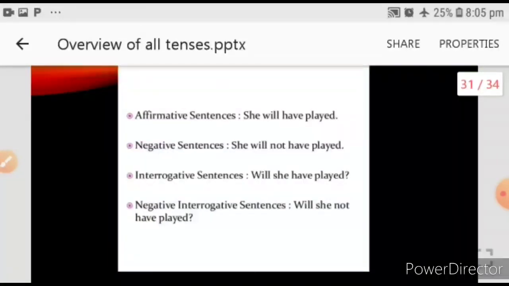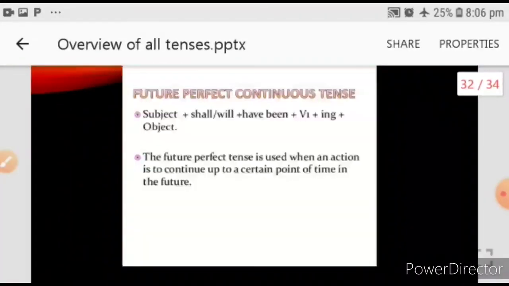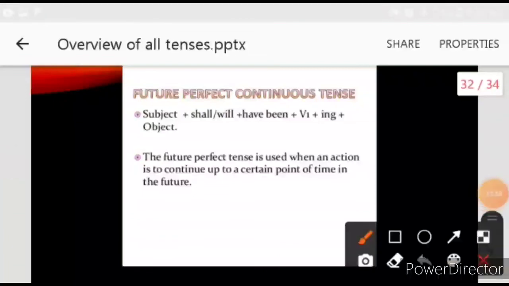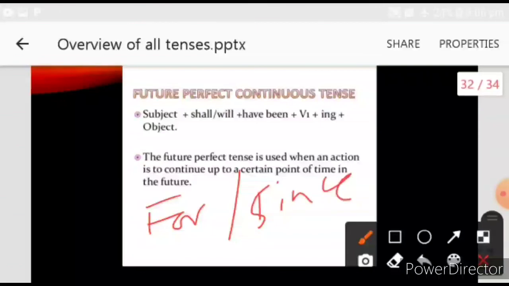Now we have the future perfect continuous tense, and with this we are going to have will, shall plus have been plus first form plus ing and object. They haven't given over here the for and since concept, but I'll tell you what the for and since concept is over here. For and since are mostly used with the perfect continuous tense overall, whether it's present perfect, future, or past perfect.